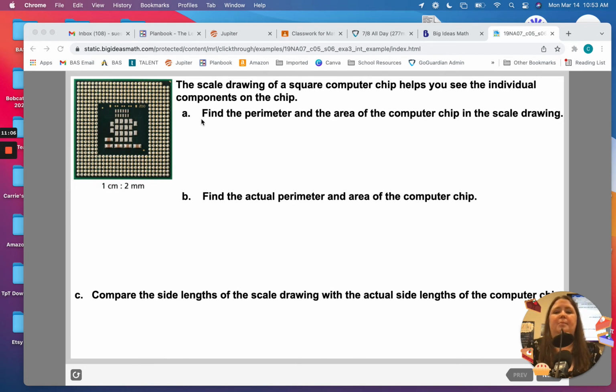All right, here we go. So we're going to find the perimeter and area using the scale drawing. So we have 1 centimeter to 2 millimeters. So first thing we need to do, what?